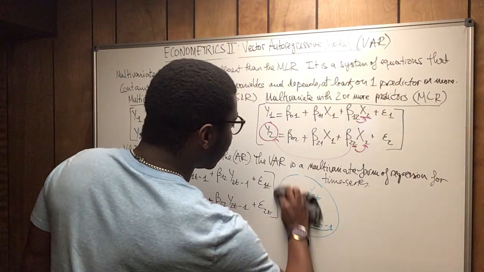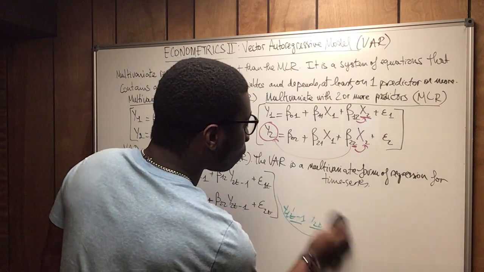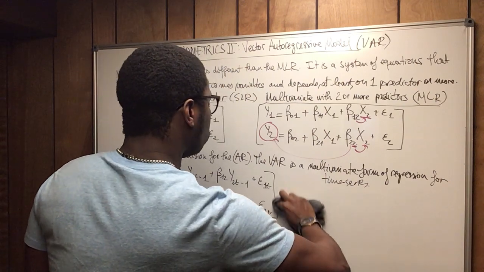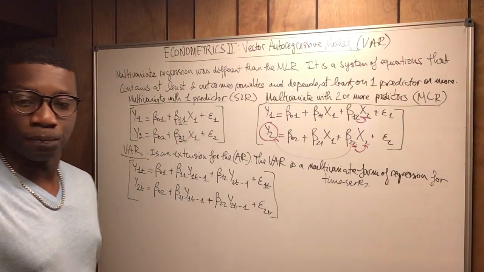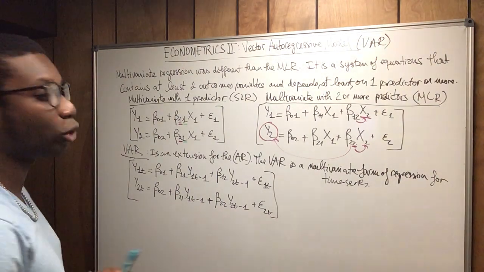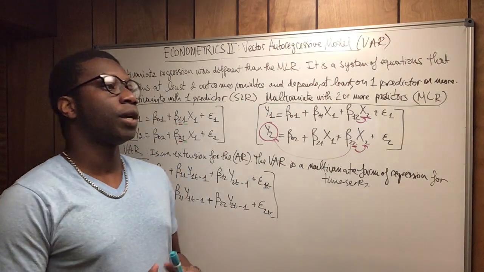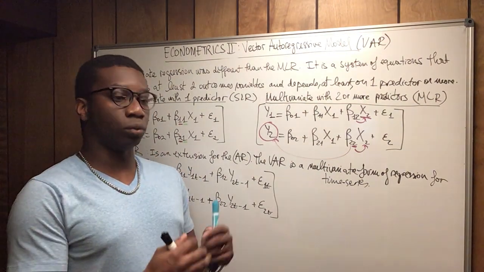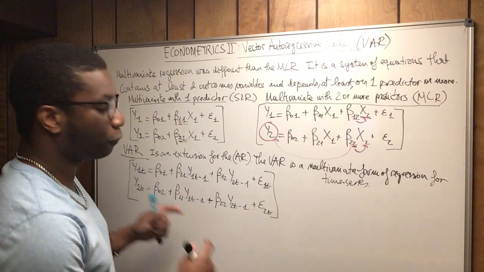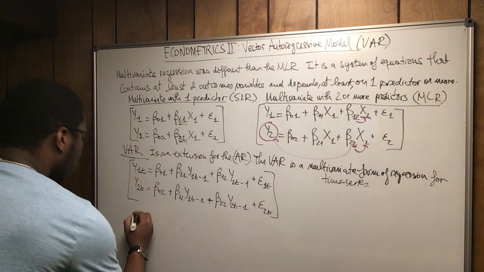So now that this is clear, I'm going to write the VAR model into a matrix form, because every time you deal with multivariate form of regressions, you have to write into a matrix form. And the reason you have to write into a matrix form is in order to write a compact mathematical model of the regression.